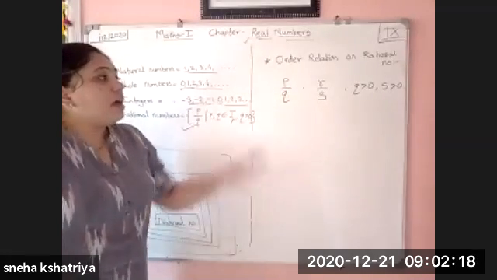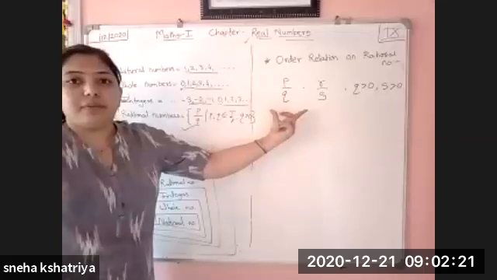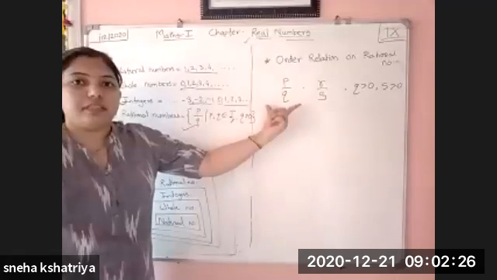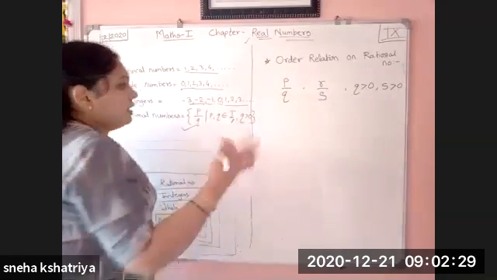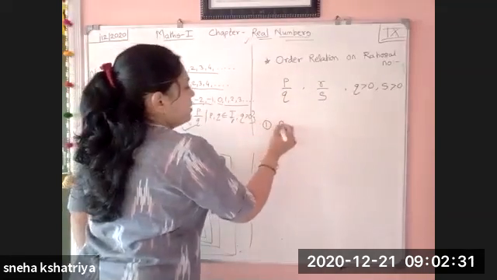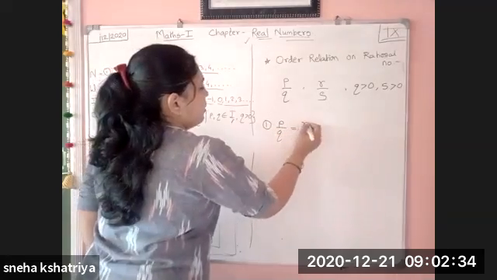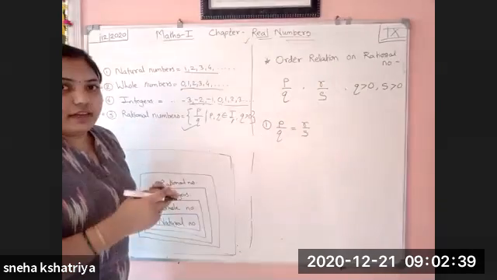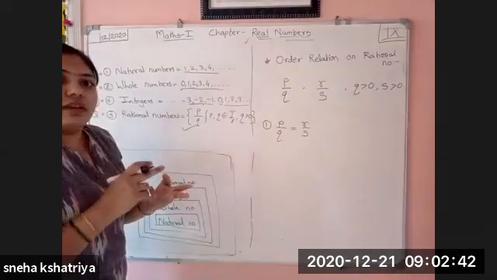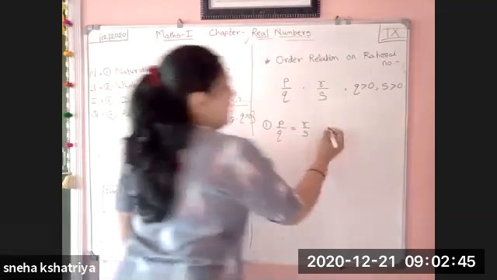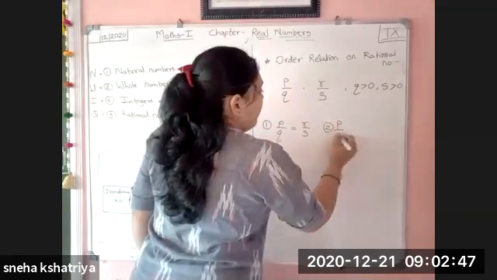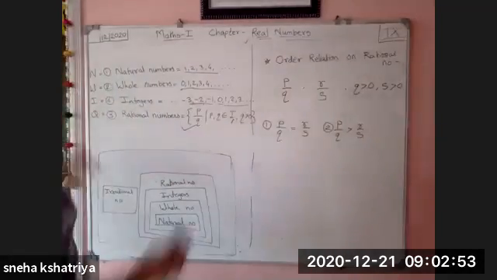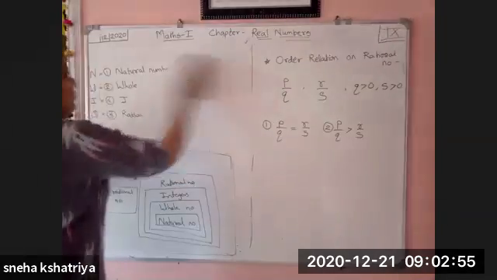Okay. So what kind of relation will come between these two fractions? Only three relations will be there. Okay. First one is P upon Q is equal to R upon S. Either they will be equal, or one will be greater, or one will be smaller. Okay. So second will be P upon Q is greater than R upon S. Okay. Let me rub this here and I will show you properly.